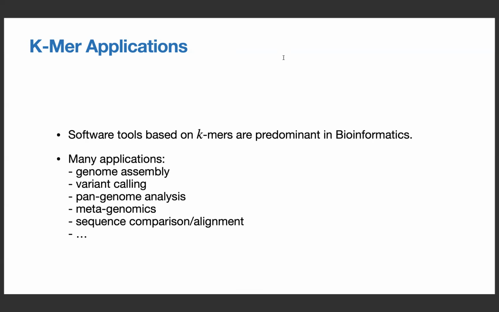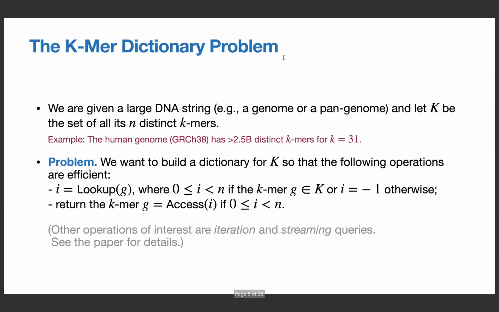Most of such applications need to maintain a set of k-mers and test membership to such a set, which brings me to the specific problem we consider in this work, the so-called k-mer dictionary problem. We are given a large DNA string, which can be, for example, the full genome of an organism or a pangenome, and let capital K be the set of all its n distinct k-mers. We want to build an efficient dictionary for this set K, so that the following operations are efficient.